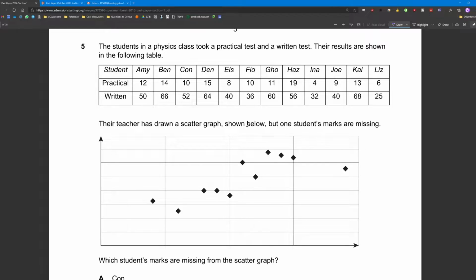Students in a physics class took a practical test and a written test. The results are shown in the following table. The table has a scatter graph shown below, but one student's marks are missing.